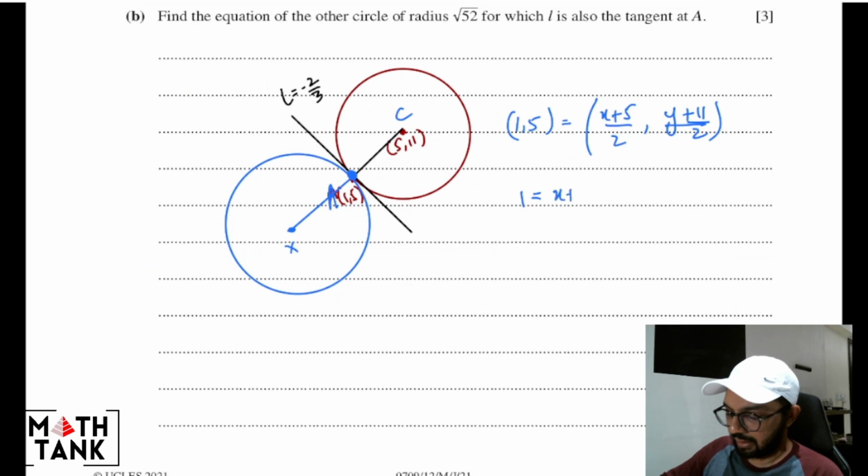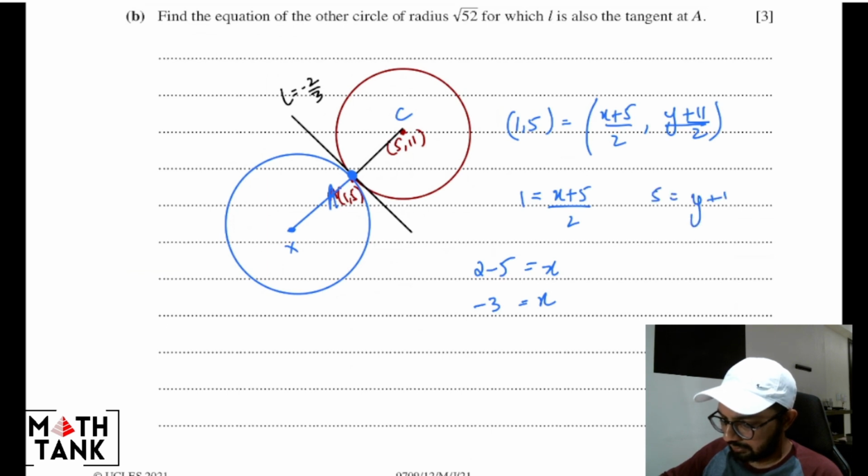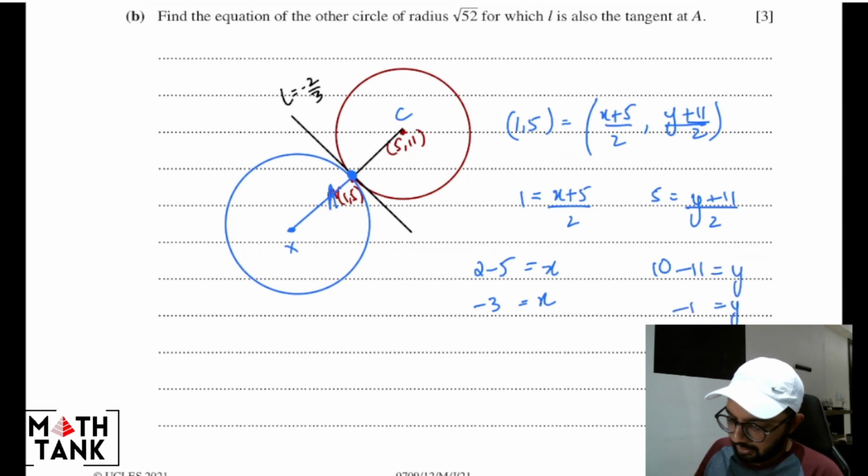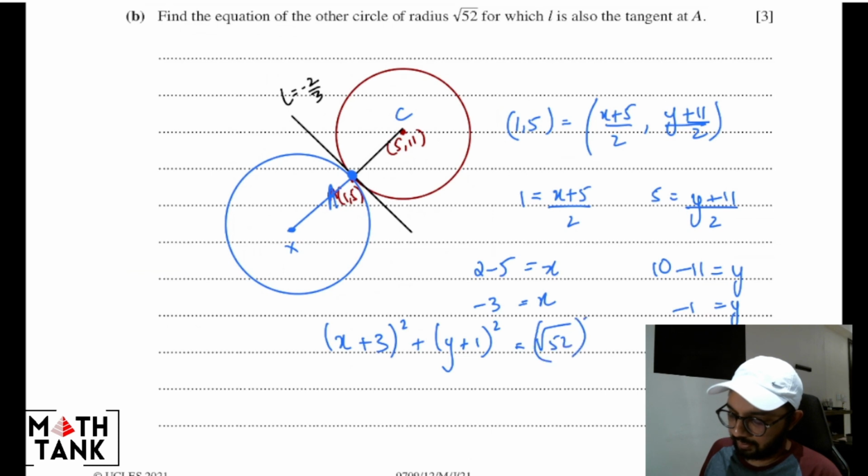So 1 equals X plus 5 divided by 2. So that gives me X equals 2 minus 5, which is minus 3. Also seems logical, it's going downwards. So 10 minus 11 equals Y, 5. Y equals minus 1. So the equation of that circle would be X plus 3 whole squared plus Y plus 1 whole squared equals root of 52 squared, which is 52.